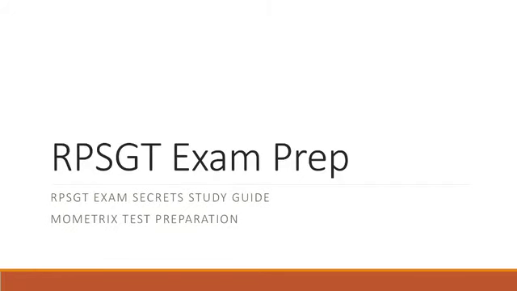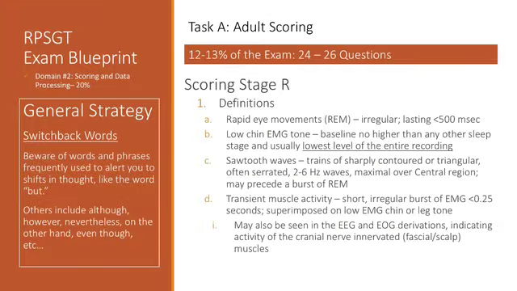So now we're going to be talking about stage R with adults. This is one of those sections where you just need to put your seatbelt on, because there's a lot of information to go over in terms of the scenarios in which we want to score stage R. So first, again, let's talk about definitions. Let's introduce you to some concepts.